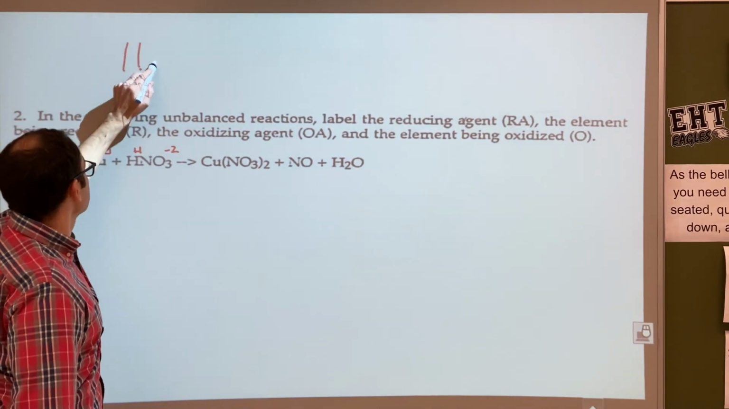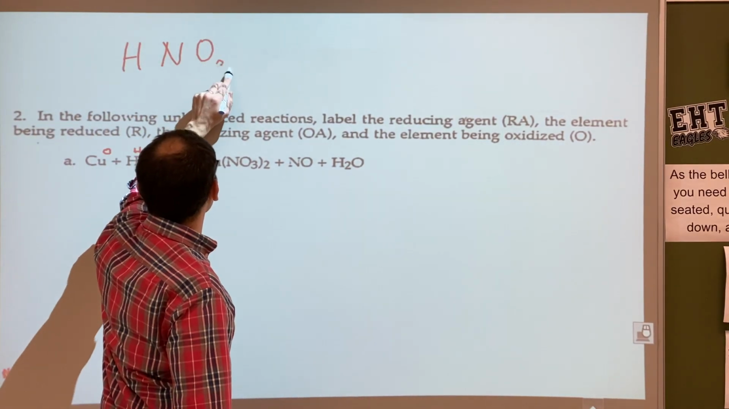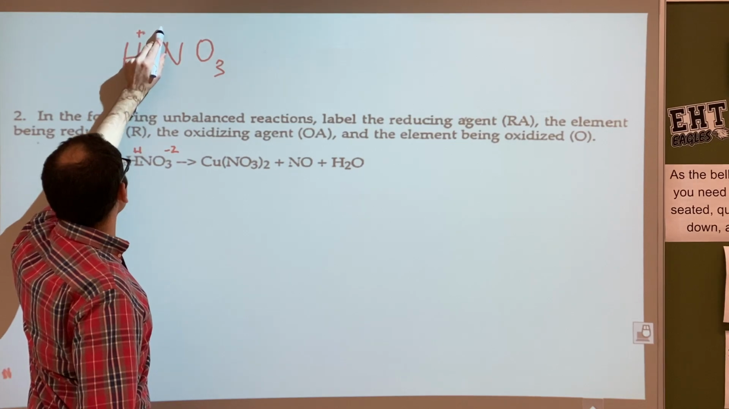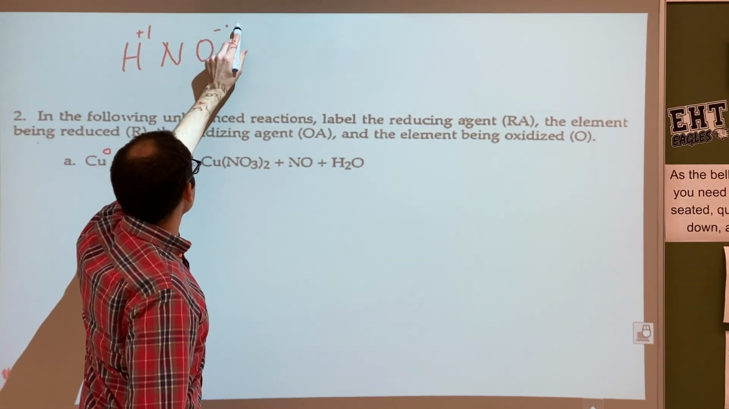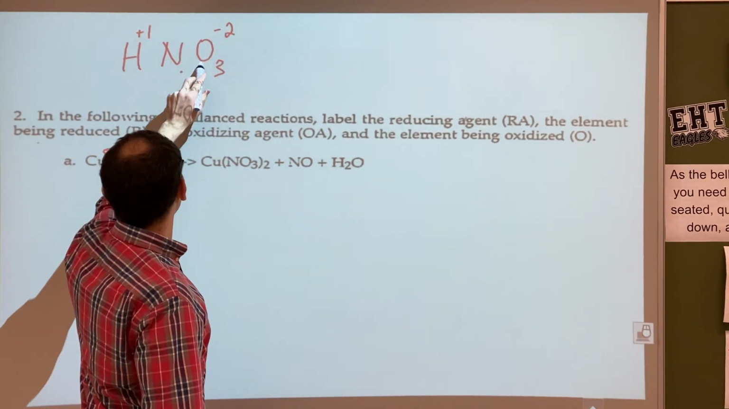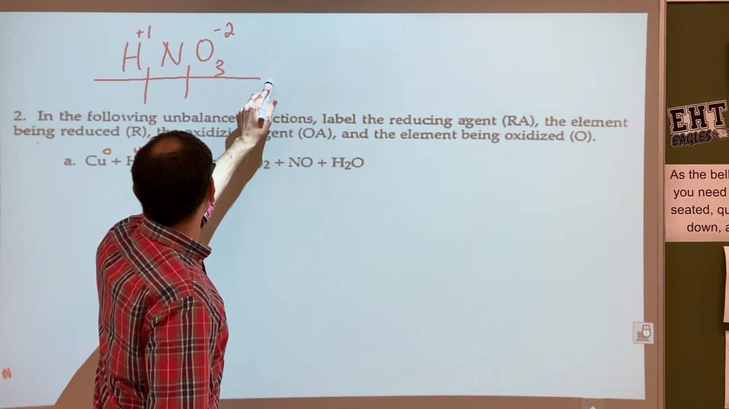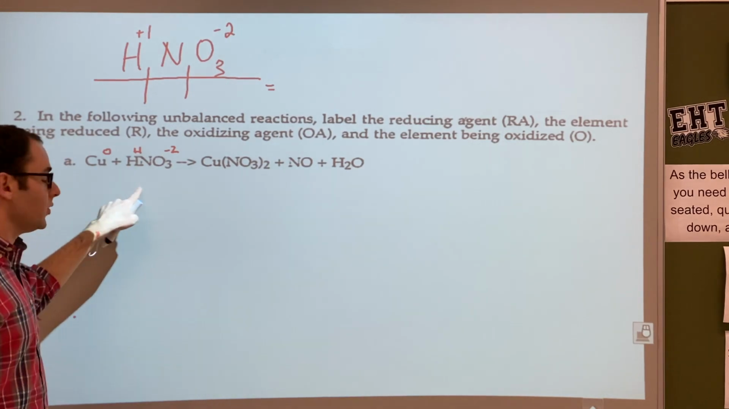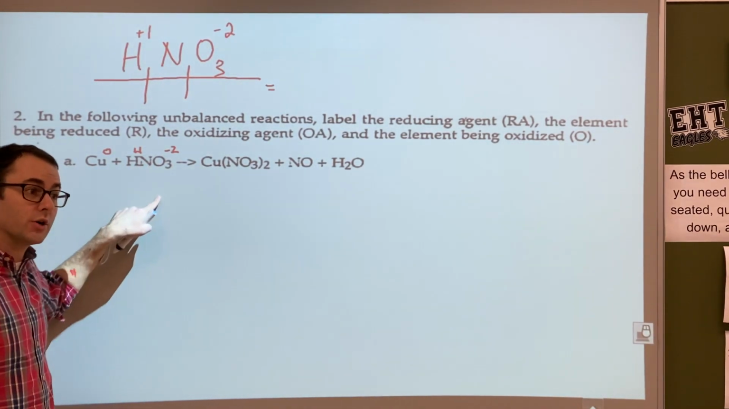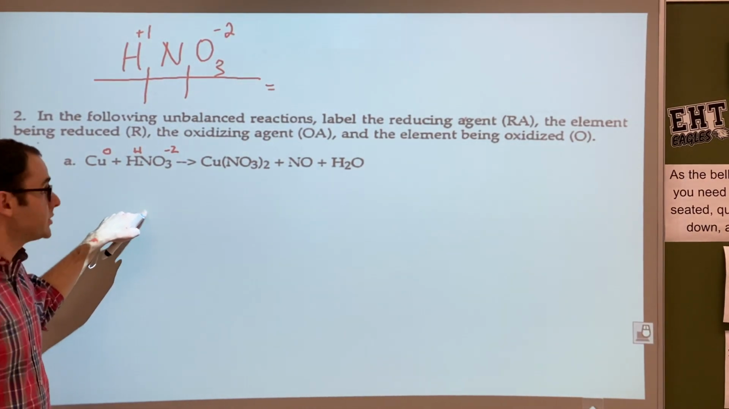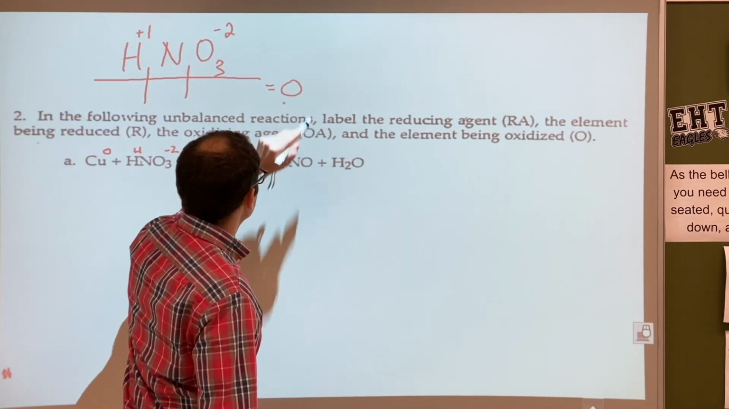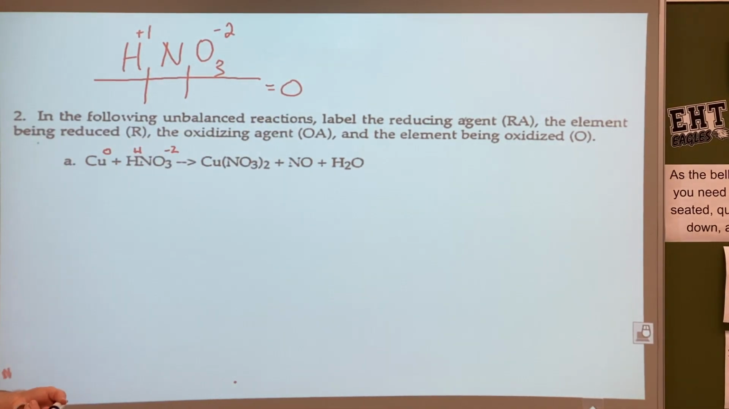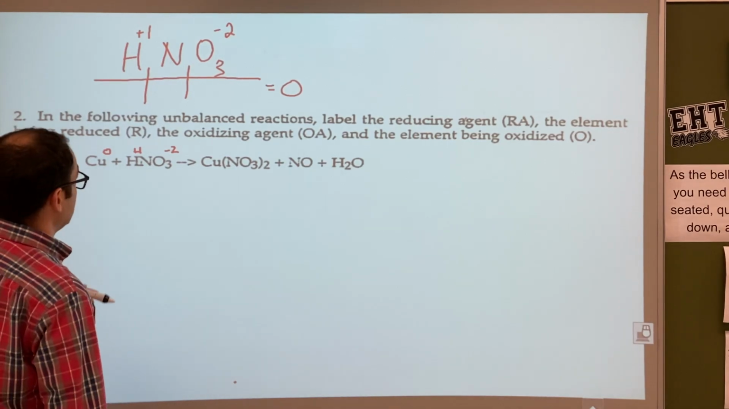What about each oxygen? -2. Okay, so let's zoom in on this. If this is +1 and this is -2, what does N have to be? Because is the whole thing neutral or is the whole thing charged? So it's neutral, right? Which means this has to be 0.